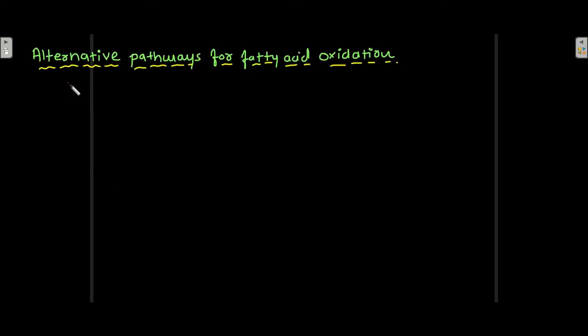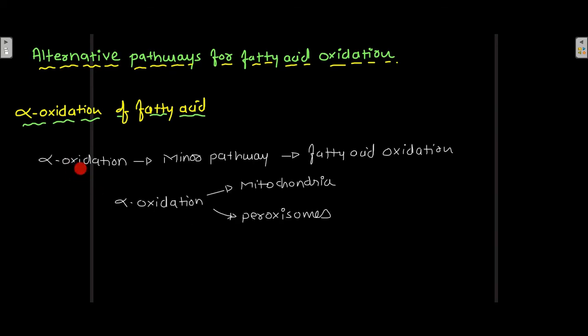Now let's read about alternative pathways for fatty acid oxidation. Alpha oxidation of fatty acid. Now this alpha oxidation is a minor pathway for fatty acid oxidation, and this alpha oxidation occurs in both mitochondria and peroxisomes. So in mitochondria and peroxisomes there is presence of this process, that is alpha oxidation, and it is just a minor pathway for fatty acid oxidation.